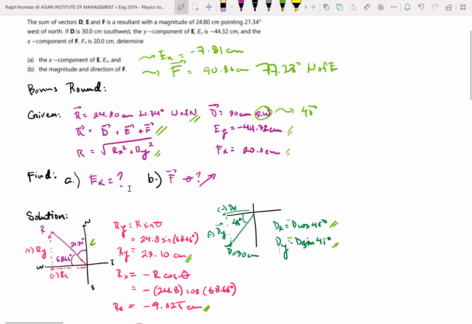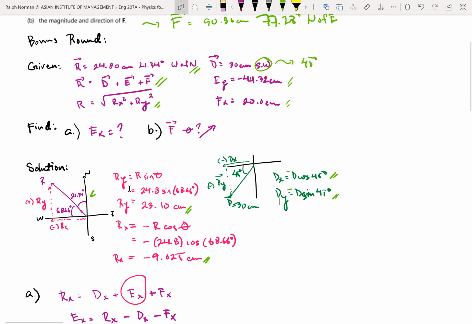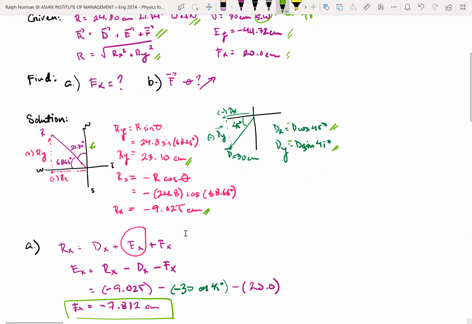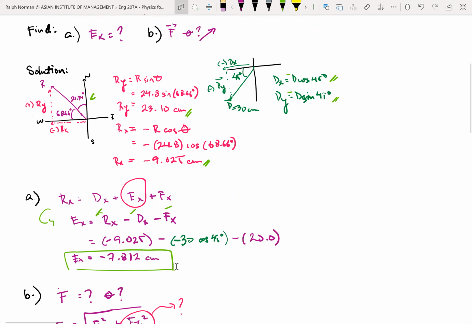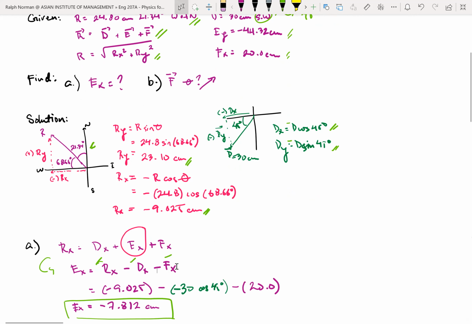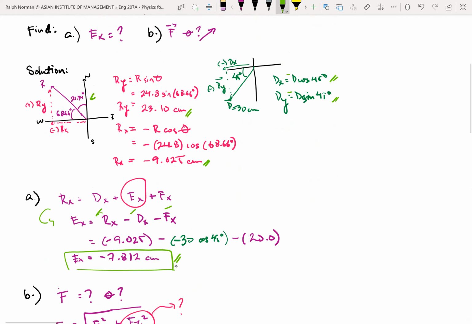There we go. And then from there, we're asked to solve for EX. If you recall, the summation of the resultant forces is equal to the sum of all the vectors involved with it. Same with the X and Y forces. So recall that Rx equals Dx plus Ex plus Fx. You simplify the equation so it's equated for Ex. And since we already have the values of Rx, Dx, and Fx, we simply substitute the values with their appropriate signs and you would achieve 7.812. So far, so good. I think we both got the same answer there.